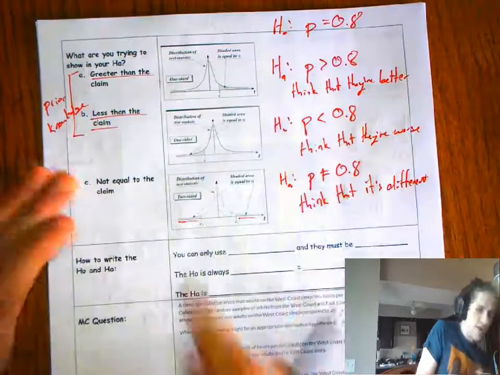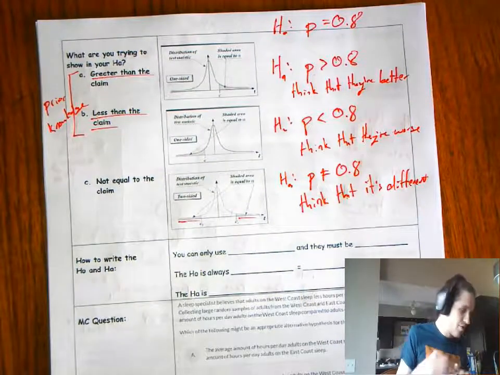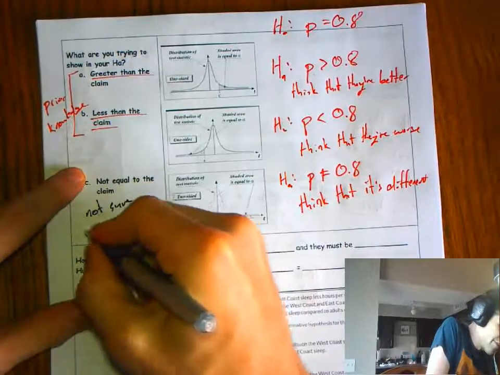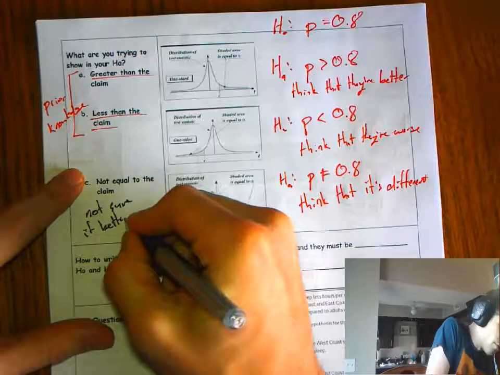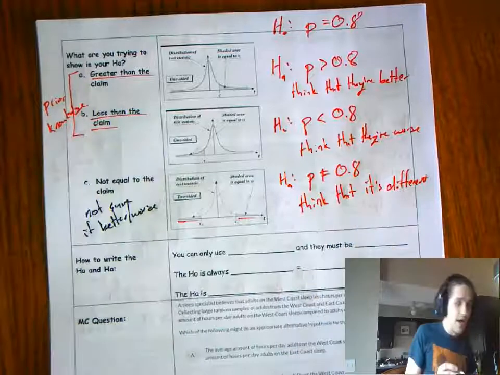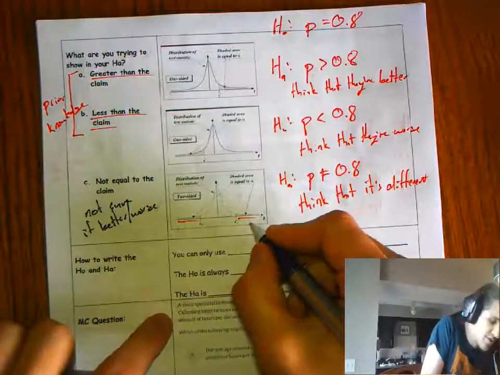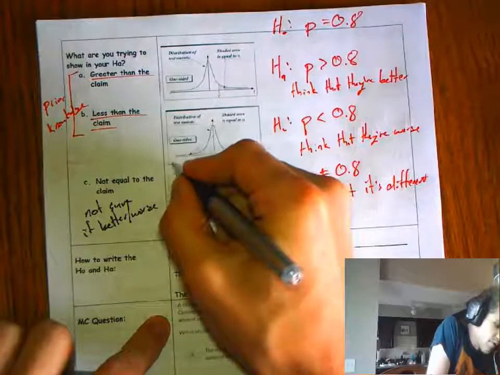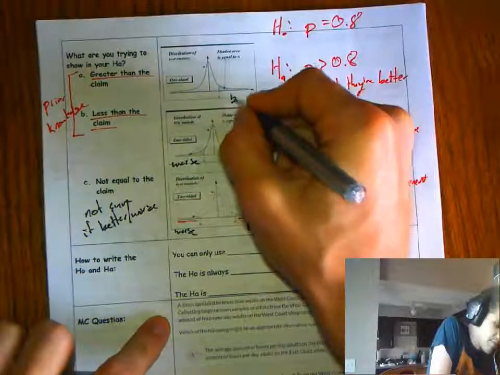Here we don't have any prior knowledge. We're not sure if better or worse. We would take extreme values on either side. This is the better side. This is the worse side. This is the worse side. This is the better side.